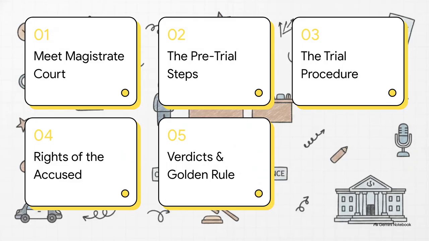Here is our roadmap for today. First, we'll meet the magistrate court. Then, walk through the pretrial steps, look at the actual trial procedure, review the rights of the accused, and finally, cover verdicts and the golden rule.